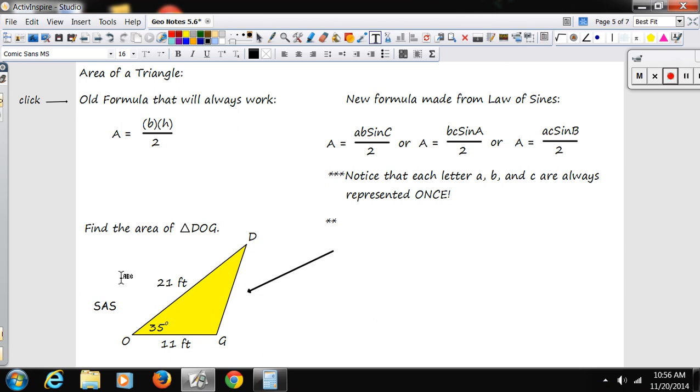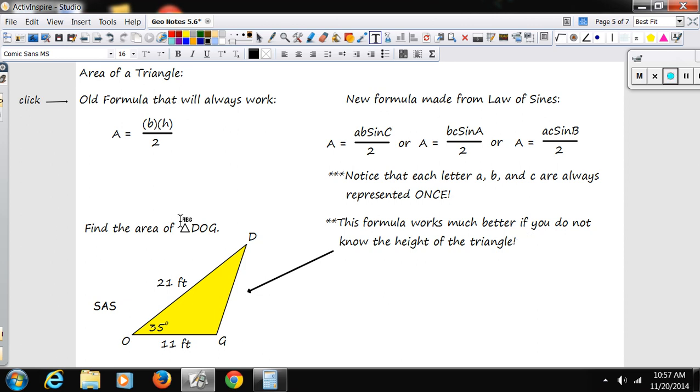If you don't have SAS, where you've got three different letters, then you've got to use the law of sines to get one of these pieces so that you can have an SAS. Now the formula is very easy to plug in once you have your three pieces. The last piece you need is that this formula works better if you don't know the height of the triangle. If you know the height, then you use the original formula, base times height over 2. Always use that if you know the height. If you know base and height, just use that formula.